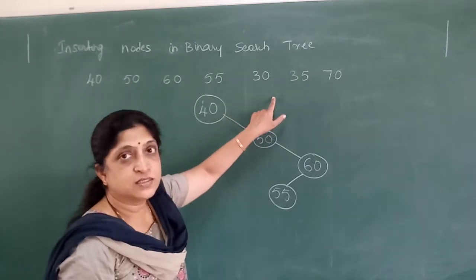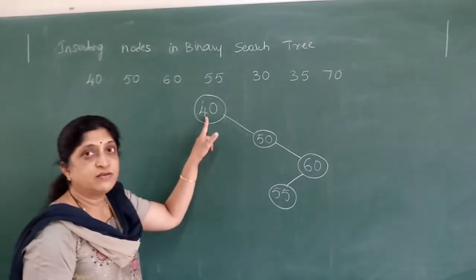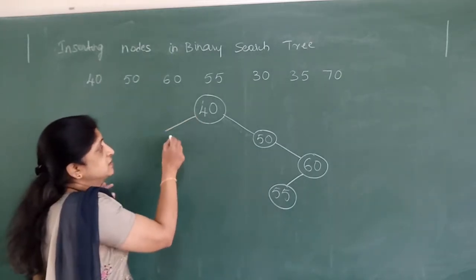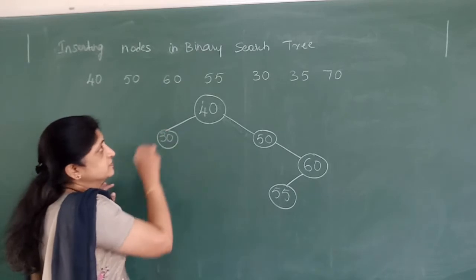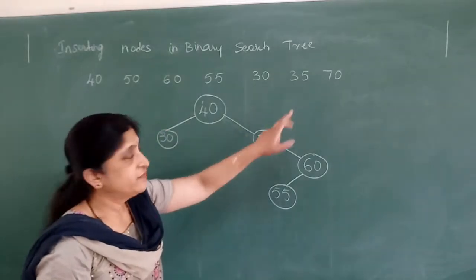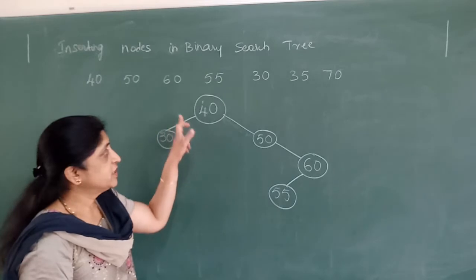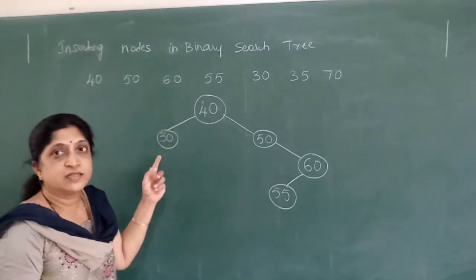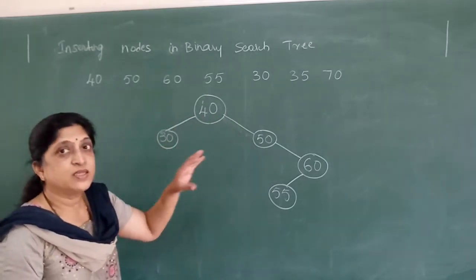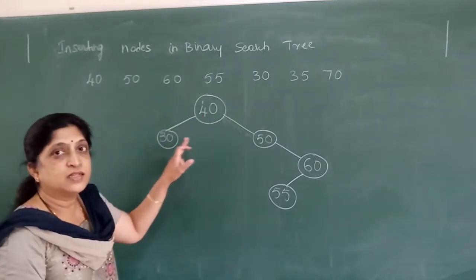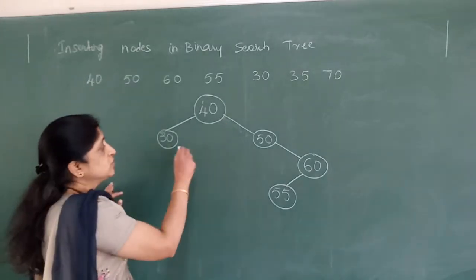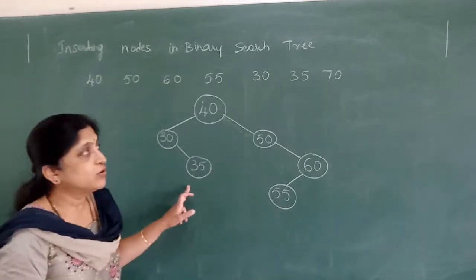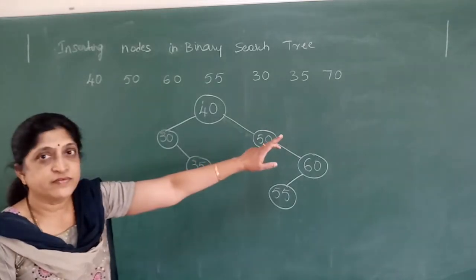Then the next number is 30. 30 is less than 40 and 40 does not have a left child. We can insert 30 as a left child of 40. Then 35, it is less than 40. It already has a left child. Compare it with 30 here. So 35 is greater than 30, so 35 has to be in the right subtree of 30 and 30 does not have a right child. So insert 35 as a right child of 30.